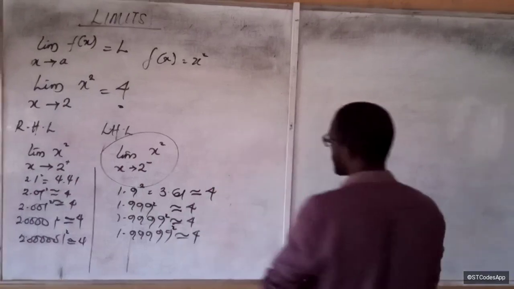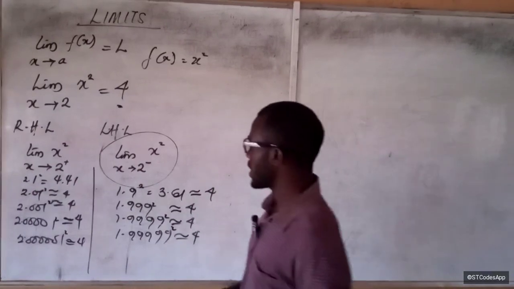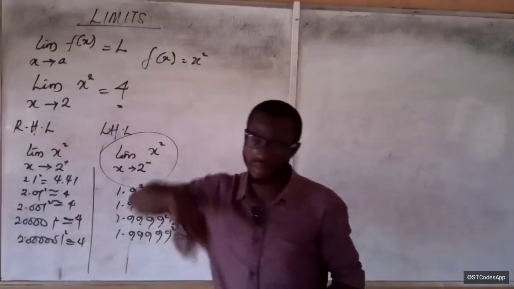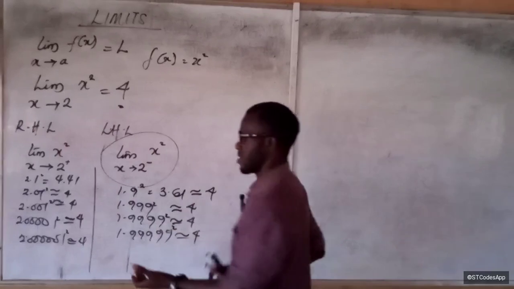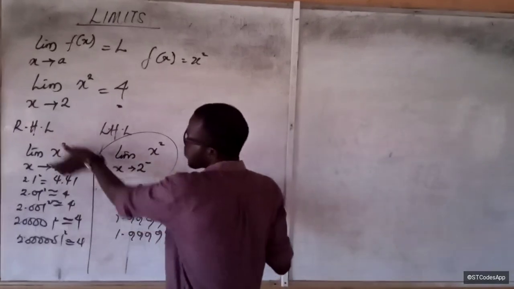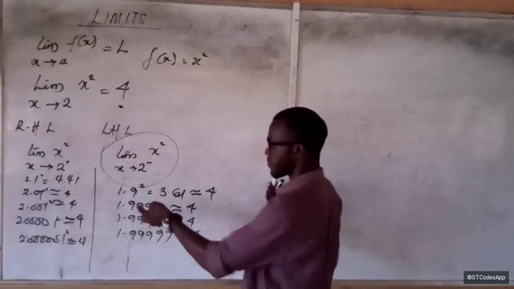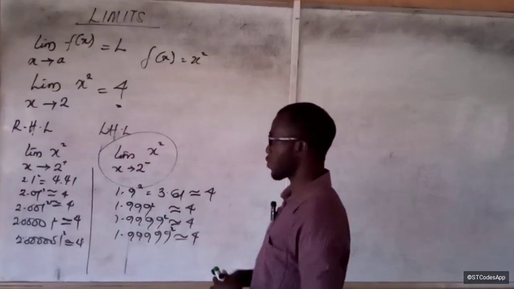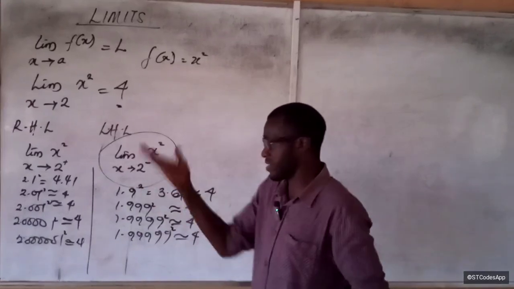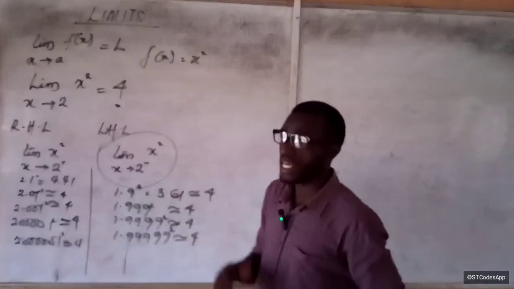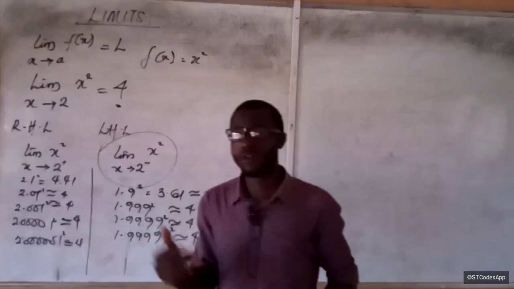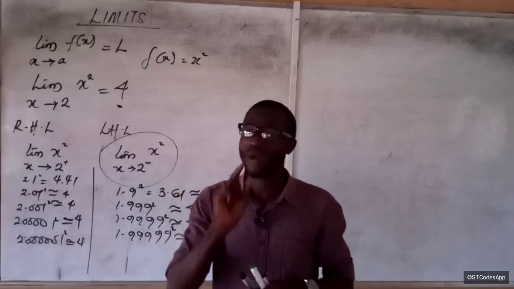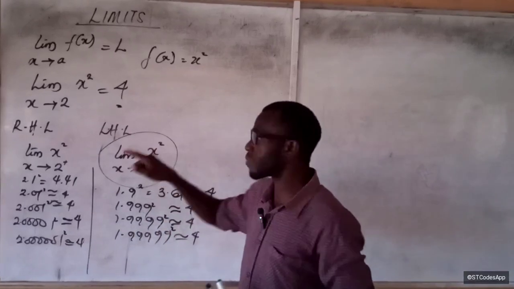Now, let's talk about the significance of this right hand and left hand limit. So why is it important? When we approach from the right hand, the function approaches 4. And when we approach from the left hand, the function still approaches 4. Why is it important to have the left hand and the right hand? This is the reason: there are certain functions that when you approach from both sides, you do not get the same answer. So that is why right hand, left hand is very important.